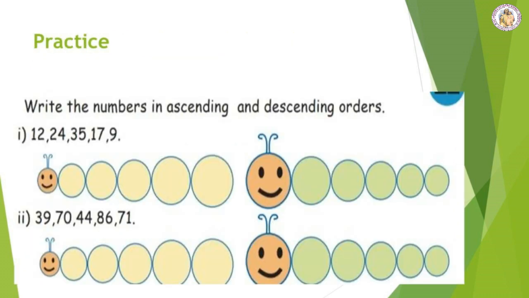Write the numbers in ascending and descending order. This is your practice sum. See the first sum: 12, 24, 35, 17 and 9. Second sum, you have been given 39, 70, 40, 86 and 71. Are you ready to arrange them?